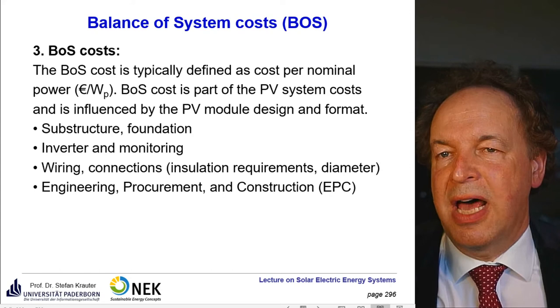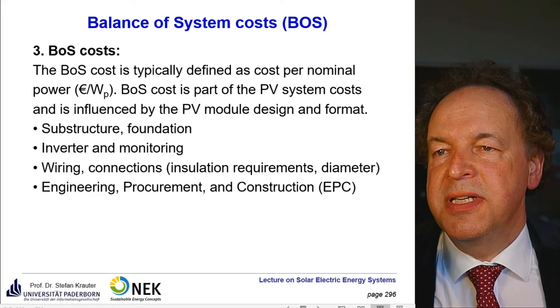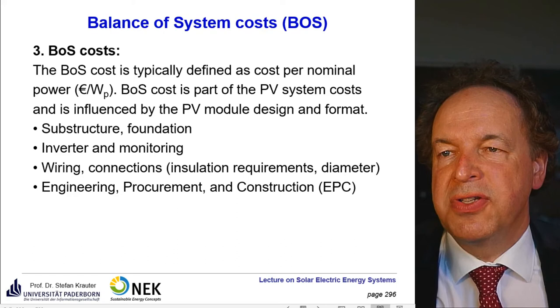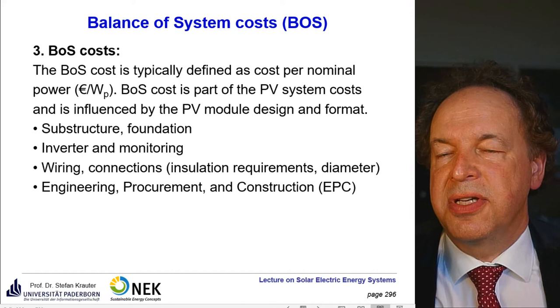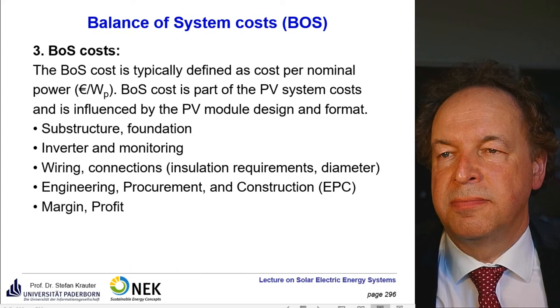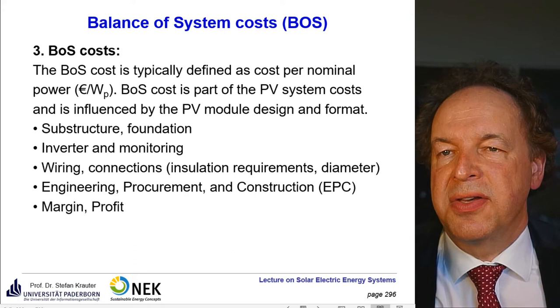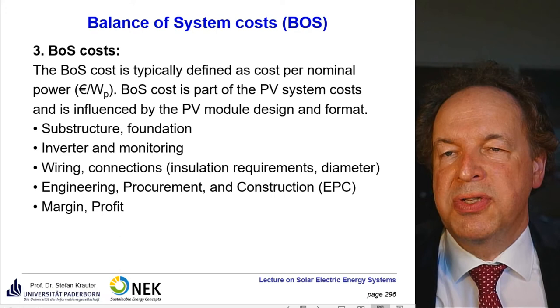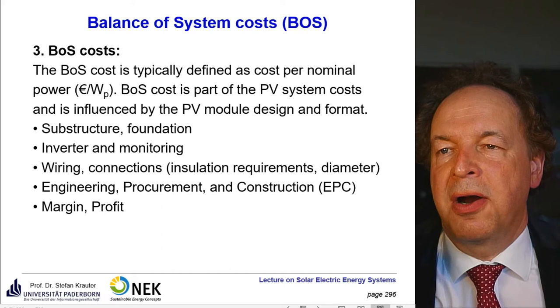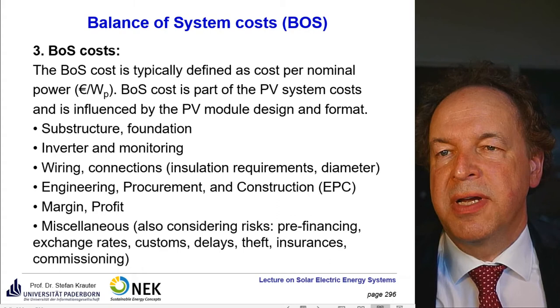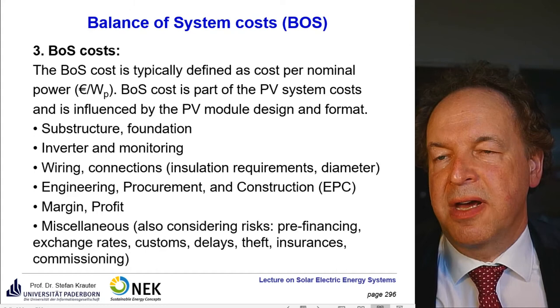This is engineering, procurement, and construction, EPC. It is usually an engineering office which does all this. First the engineering, then it looks for the cheapest or best supplier of the material, and finally carries out the construction. There's a margin and profit. Usually when a market is quite mature, there are several players, then the margin and profits go down. So there is more competition, and nowadays this profit margin in mature markets is quite low. Also considering risks, so pre-financing, exchange rate, customs, sometimes there are delays, theft, insurances, and commissioning.